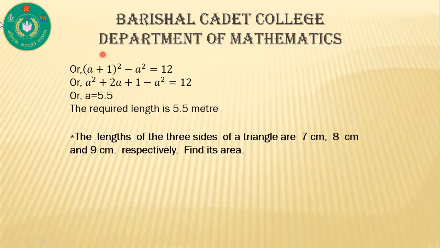Now another question. The length of three sides of a triangle are 7 centimeter, 8 centimeter, and 9 centimeter respectively. Find its area. You know, if three sides are unequal, then this triangle is scalene triangle, and its area is equal to root s into s minus a into s minus b into s minus c. And here s means semi-perimeter, and s is equal to a plus b plus c by 2. Now, here applying this formula, then we solve this problem.